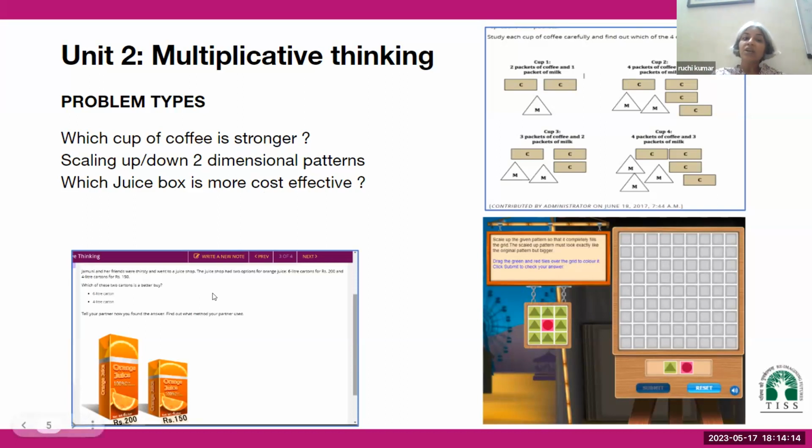And the third situation is, which juice box is more cost effective? Certain costs are given, and you have to think which one is more effective. Again you have to think multiplicatively, considering both the quantities together. If you start thinking of it additively, very absurd answers might come up, and all you need to do is to point out to the students, do you think this answer makes sense? It doesn't make sense that much. And then it will provoke students to think a little bit more deeply on that.